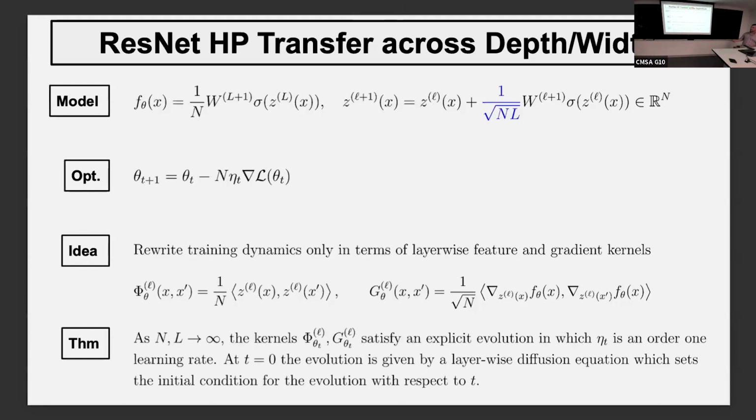The formulas you get, the SDEs for these kernels, are fairly horrible. But the point is that as n and L go to infinity, these kernels basically satisfy an explicit evolution equation. They basically have two time indices. One is the layer index, the proportion of layers you've gone through in the network, which acts as a time index. And then there's the actual time of optimization. So they're two variable kernels in this sense.